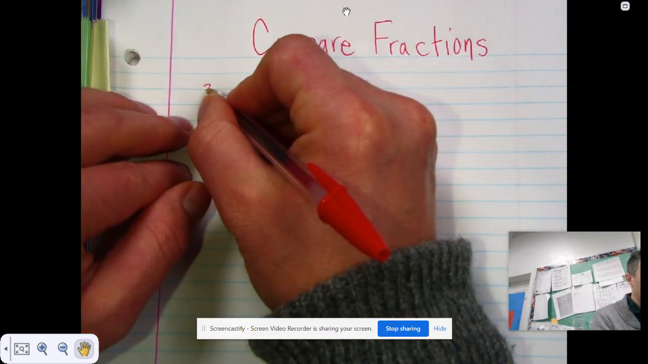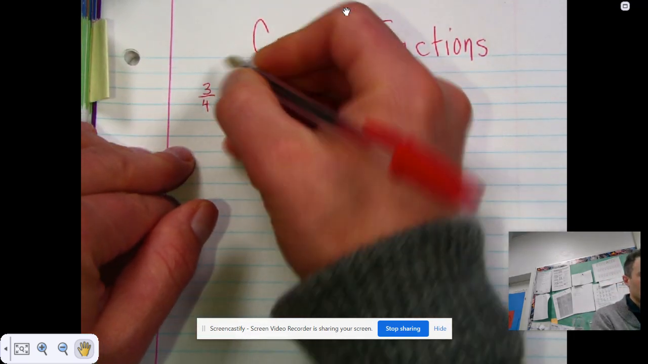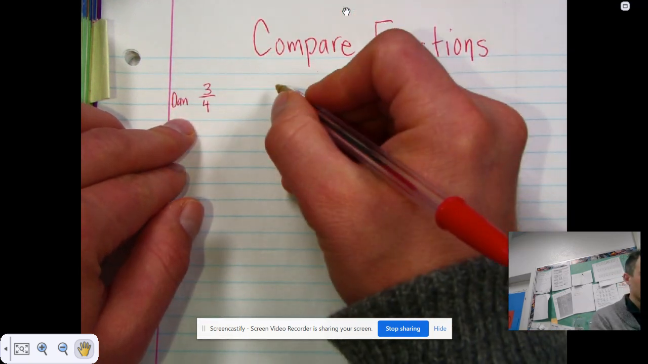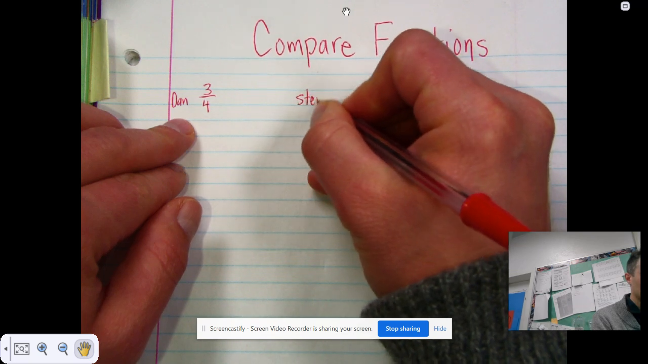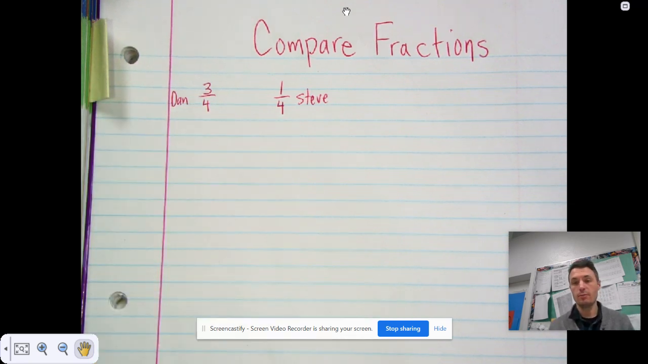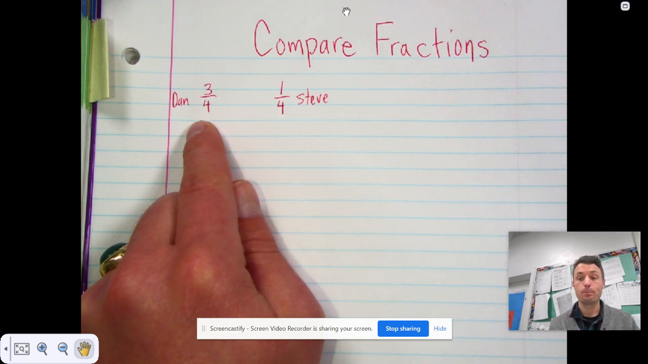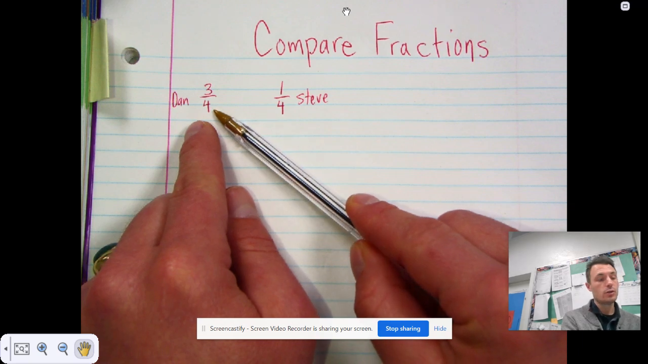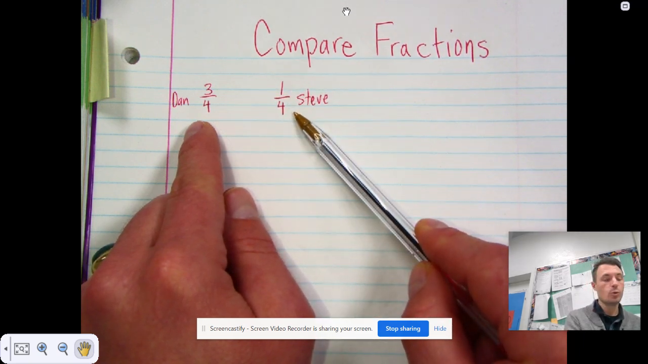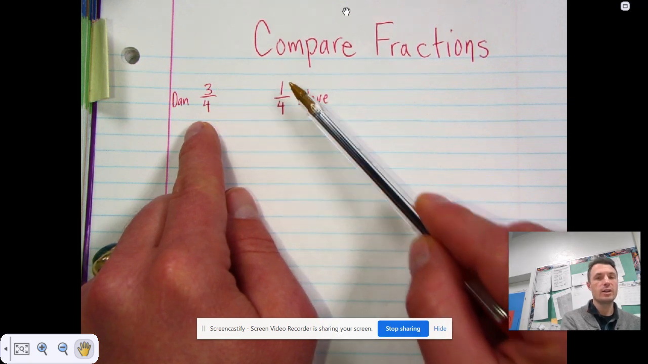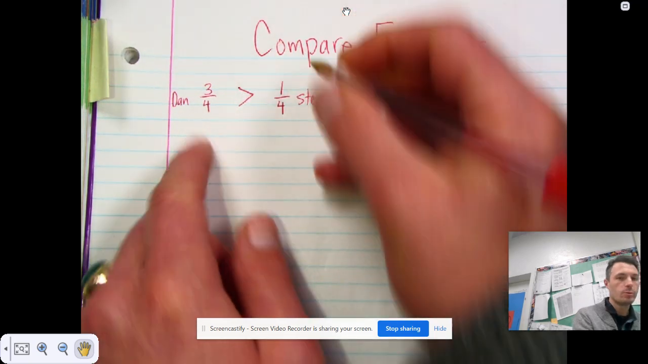Like, let's say you had one boy named Dan had 3/4 of a pizza, and another boy named Steve had 1/4 of a pizza. Who has more pizza? Which is the bigger fraction? You can see that 3/4 is a bigger fraction because 3 takes up more of 4 than 1 takes up of 4. Or another way of saying it is 3 is a bigger portion of 4 than 1 is of 4. So 3/4 would be bigger.